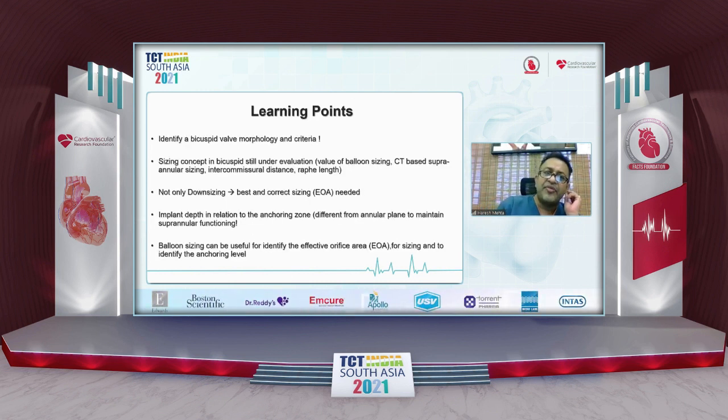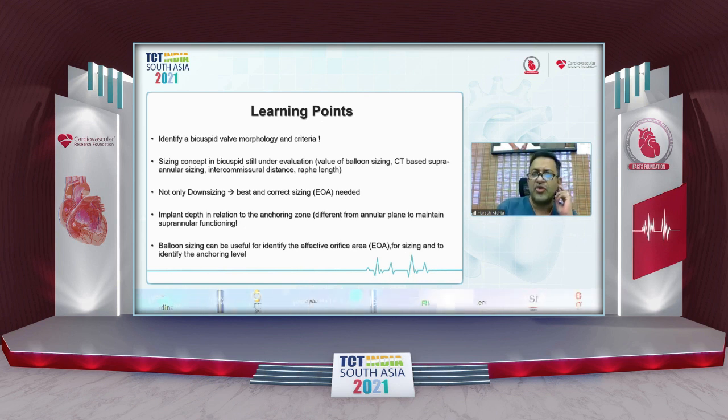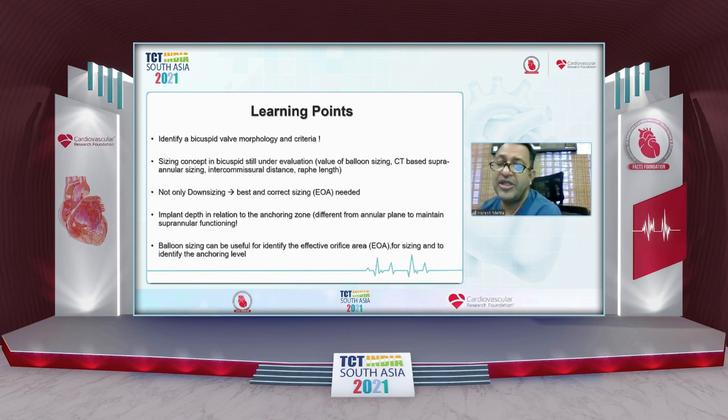So, identify a bicuspid valve morphology and criteria. Sizing concept in bicuspid is still uncertain. We can use balloon sizing, we can use CT sizing, we can use the ICD or the raphe length. It's not only about downsizing, but it's also the best and correct sizing for the best EOA that is needed. Implant depth should be in relation to the anchoring zone. It's different from the annular plane to maintain supra-annular functioning. So in a bicuspid, you can go slightly higher than in a routine tricuspid.